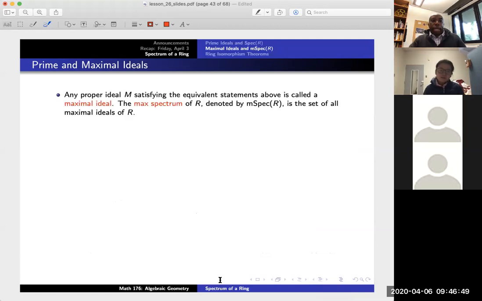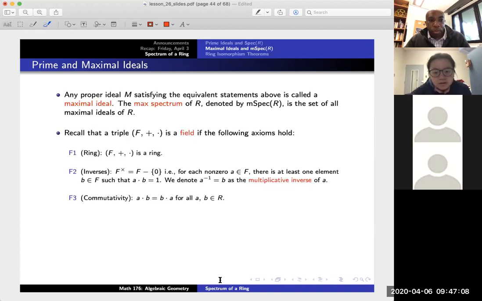Okay, so let me just try to recap what we just did here. Really, the proof isn't so important as it is the statement. Any proper ideal satisfying either of these equivalent statements is called a maximal ideal. So we'll put all of the maximal ideals into a set called max spec, M spec. And just to remind you, by field, what I really mean is every non-zero element is invertible. Right? That's what we just worked out there in the proof. So it's a ring where every non-zero element is invertible.